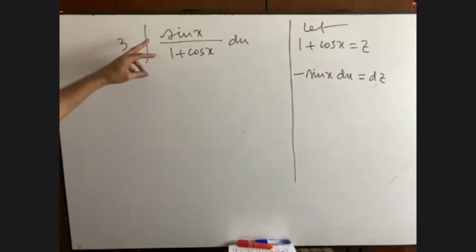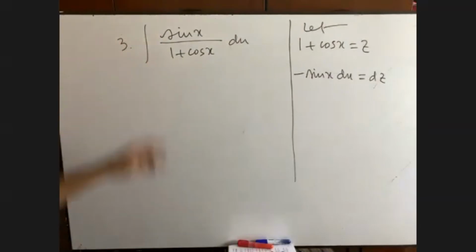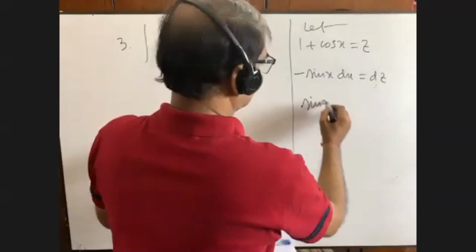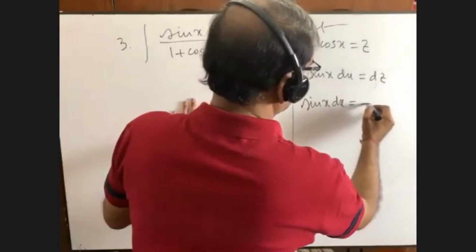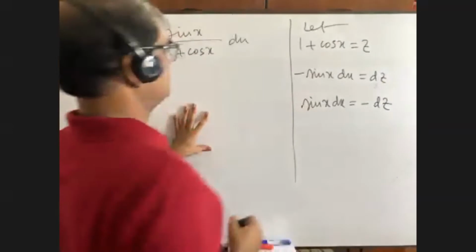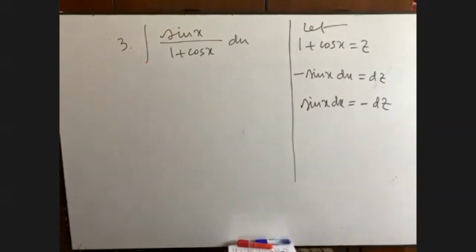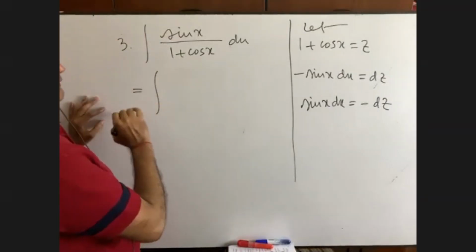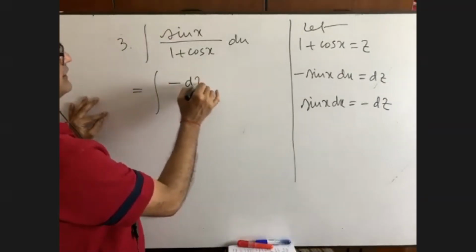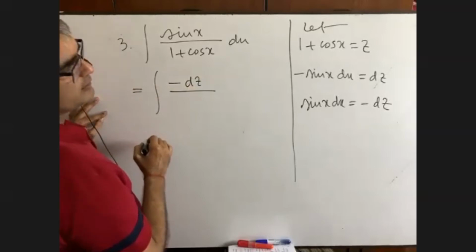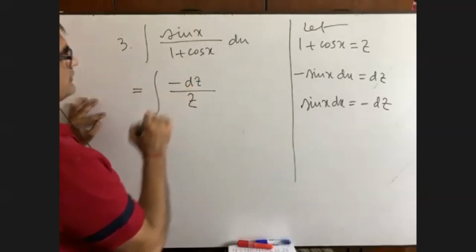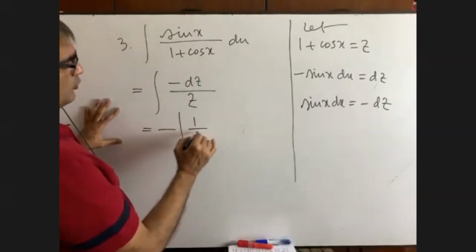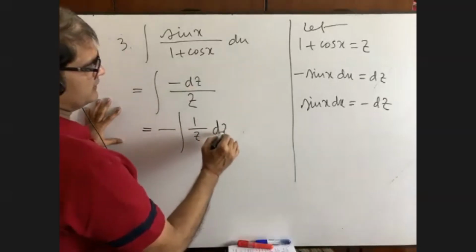But in the question here, we don't have any minus sign. So what will you do? We can write down sin x dx equals minus dz. Is it okay? So that's why we can write it is minus dz in the numerator, and in the denominator it is only z. That is, we can write down minus 1 by z dz. Can you write?